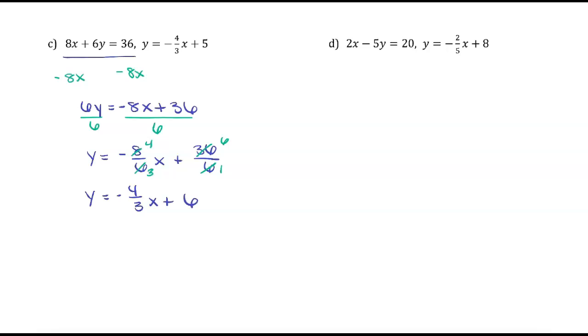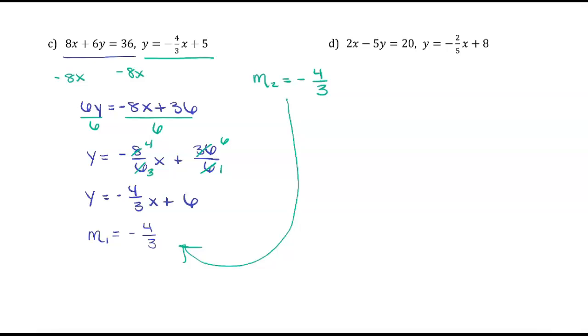Now we can easily tell that the slope of this line, we'll call it m1, is equal to negative 4/3. Let's take a look at our second equation. Our second equation is already given to us in slope-intercept form. So from this, we can tell that the slope of this line, m2, is equal to negative 4/3. Since our two slopes are identical, this means that the two lines are parallel. Let's take a look at example 2.